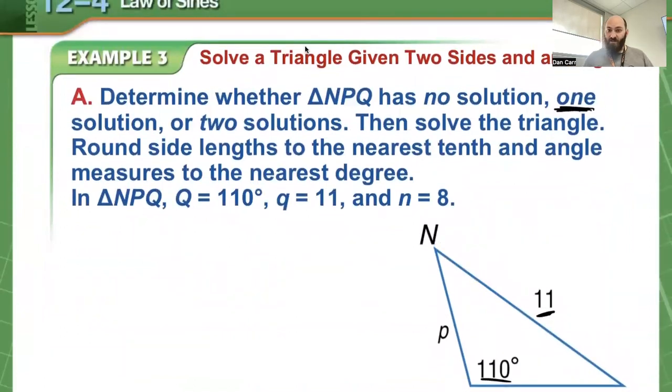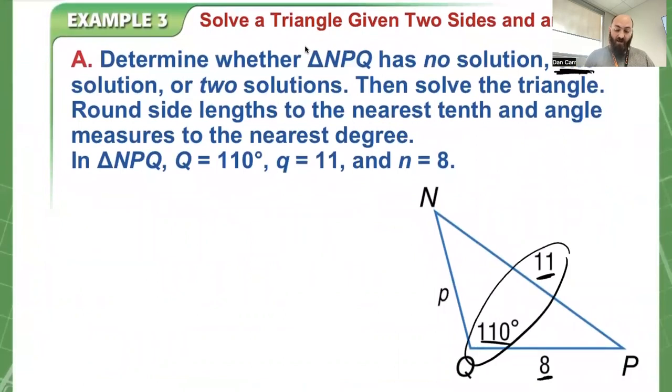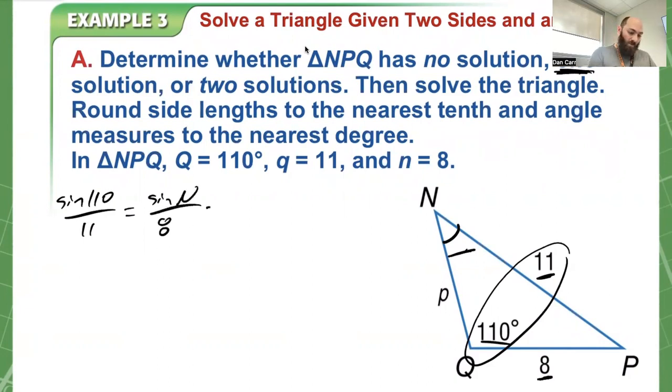So I'm going to go ahead and set this up with law of sines because I have my side and angle pair here. So if I do the sine of 110 divided by 11, I'm doing this one because I want to actually find one of my other angles, in this case, angle N. That is across from side 8. So I'll do the sine of N over 8. Okay, so if I multiply both sides by 8 here, we have 8 times the sine of 110 over 11 is equal to the sine of N.